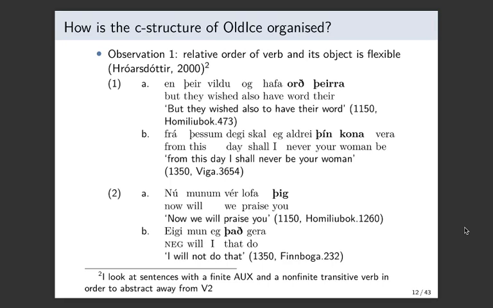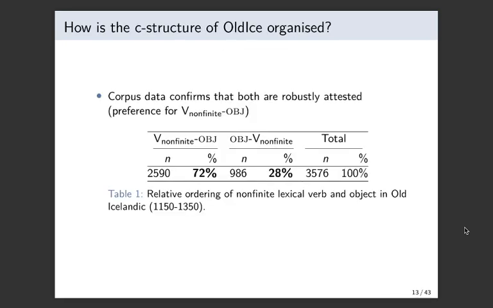So we've got flexibility in the relative order. And the corpus data indeed confirms that both are robustly attested in Old Icelandic. There is a preference for the VO order, but still there's a lot of examples of OV as well.